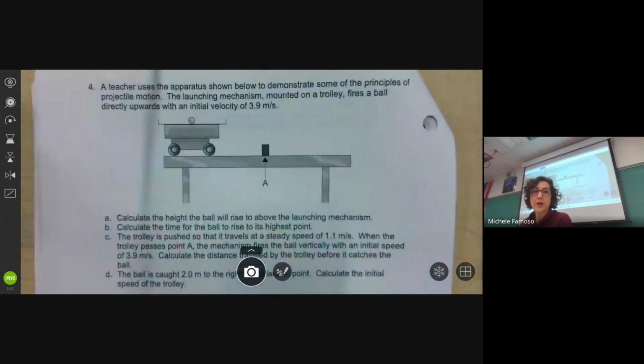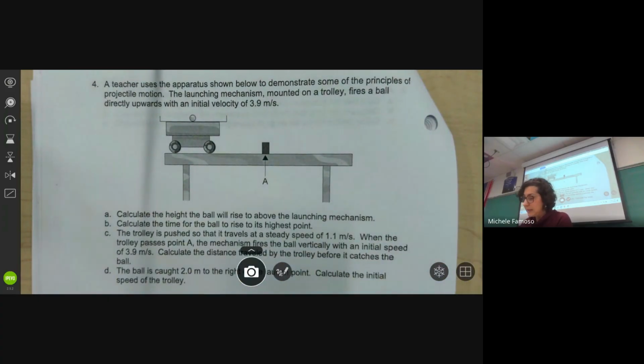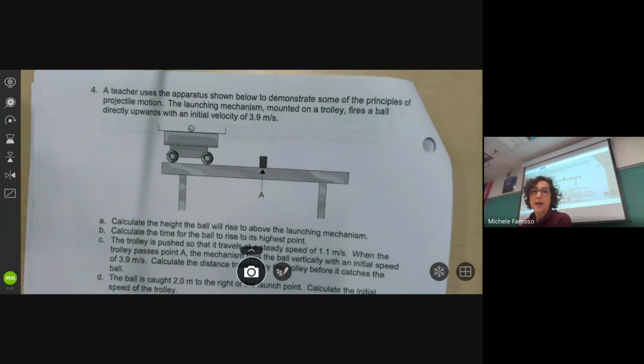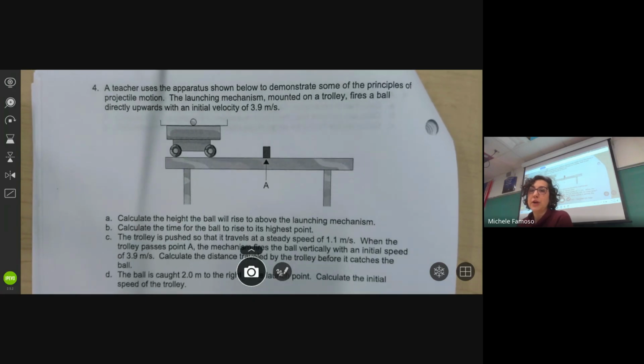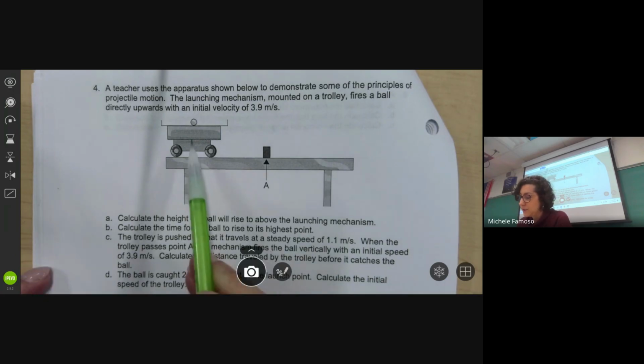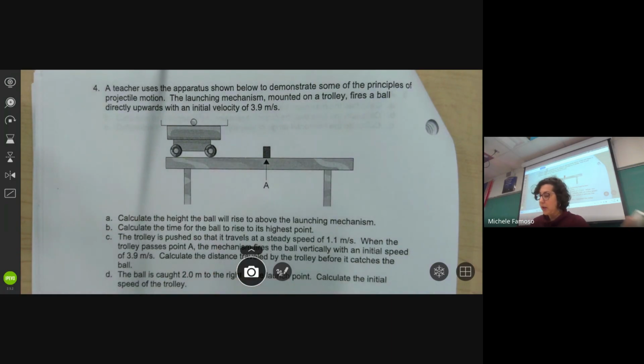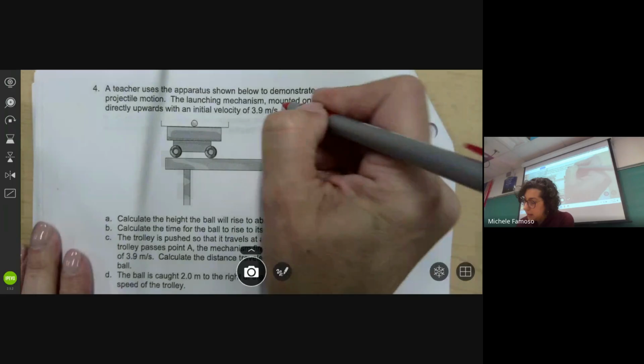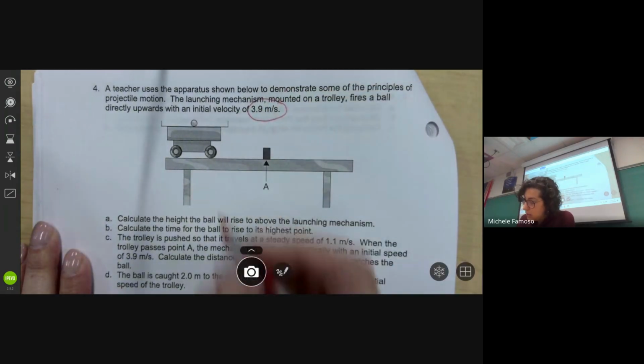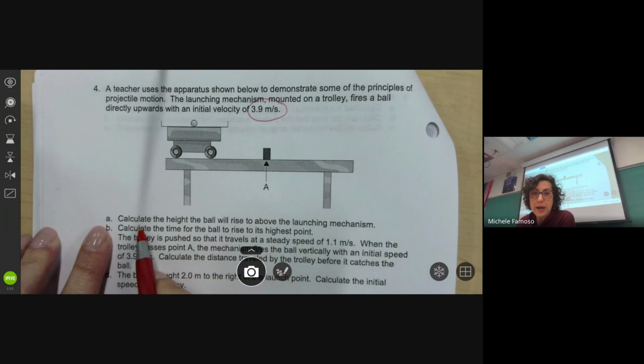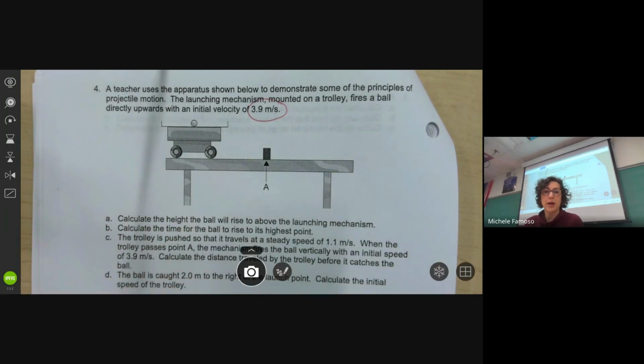All right, page 24, question 4. Says a teacher is using this apparatus shown below to demonstrate some of the principles of projectile motion. A launching mechanism, which is mounted on this trolley or a cart, is firing a ball directly upward with an initial velocity of 3.9 meters per second. So I want you in part A to calculate the height the ball rises to above the launching mechanism.